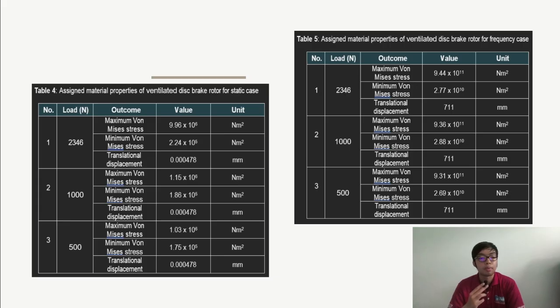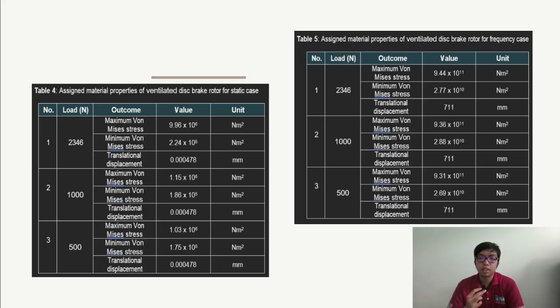0.000478 millimeters. For the second applied load, the maximum von Mises stress is 1.15 times 10 to the power of 6 Newton per meter squared, while the minimum von Mises stress is 1.86 times 10 to the power of 5 Newton per meter squared. For the third applied load, the maximum value is 1.03 times 10 to the power of 6 Newton per meter squared, whereas the minimum value is 1.75 times 10 to the power of 5 Newton per meter squared.